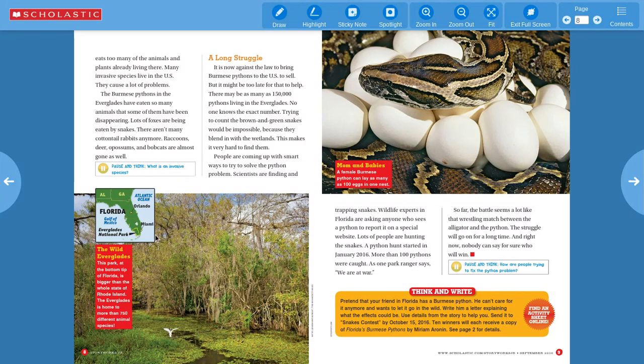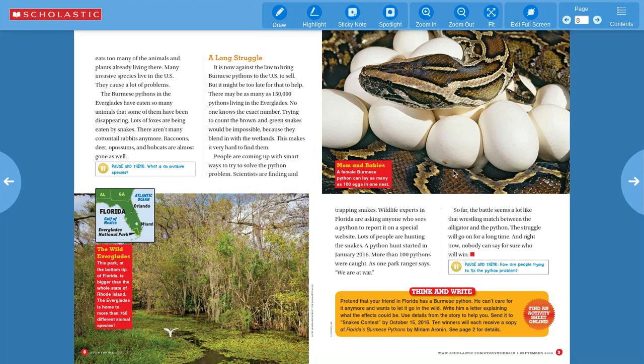All right, so we're going to quickly read our captions. The Wild Everglades. This park at the bottom tip of Florida is bigger than the whole state of Rhode Island. The Everglades is home to more than 750 different animal species. So our secret word of the day is going to be species. Species, don't forget. This caption right here says mom and babies. A female Burmese python can lay as many as 100 eggs in one nest.